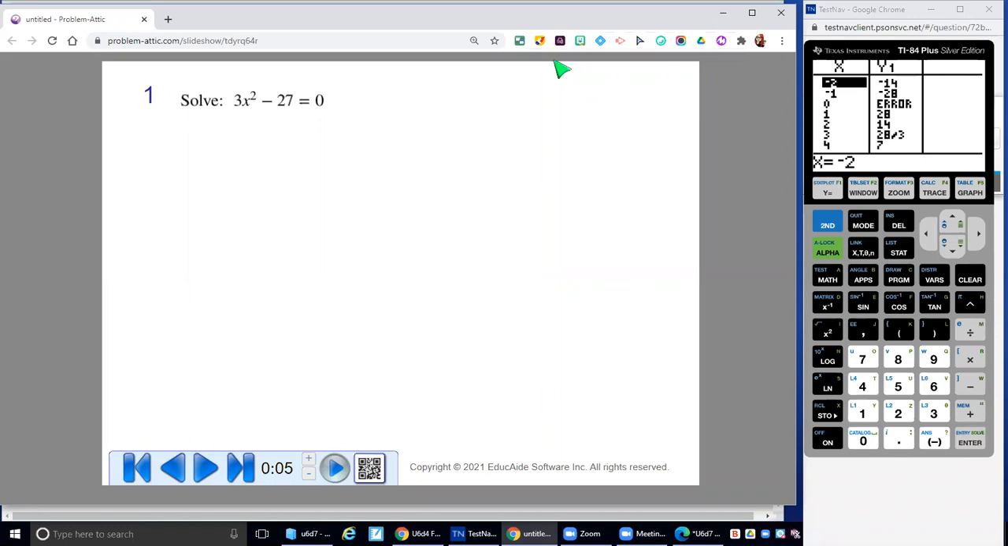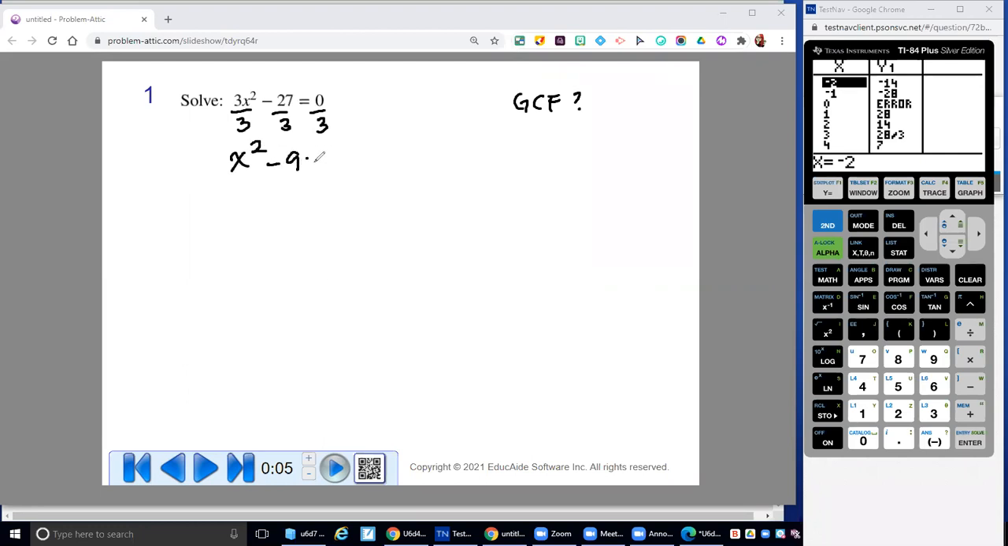The first thing we want to look at is, is there a GCF? Yes. What do you think the GCF is? 3. I agree. Let's divide by 3 and divide by 3. So we end up with x squared minus 9 equals 0. Is this okay? Am I going too fast?